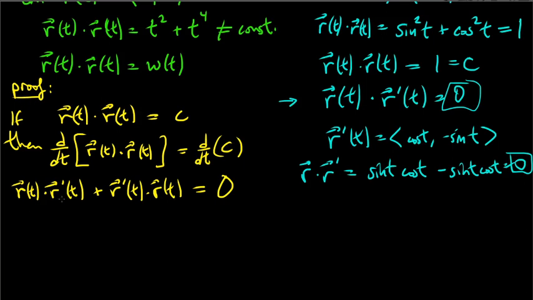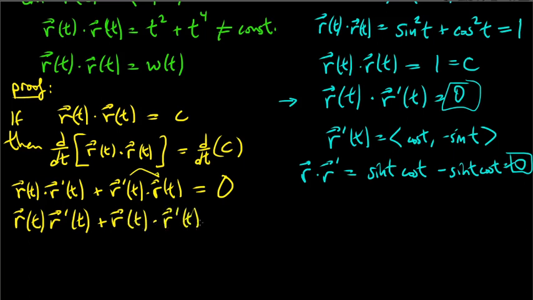Okay, so let's look at the left side. Remember, the dot product is commutative, so I can switch the order if I want. And I do want to do that. I want to make this r dot r prime, and that's still equal to 0. We talked about that way back in chapter 11. U dot v is v dot u, so you're allowed to do that here.